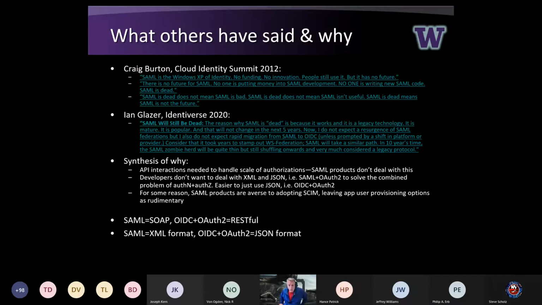So a couple notable identity analysts here to start with. Craig Burton back in 2012 said SAML's dead. What he meant by that was nobody's investing in SAML in terms of a future technology. He's been made fun of quite a bit, tongue in cheek, I think, because clearly SAML isn't dead, even 9 years later. But the point that he was trying to make still holds true.